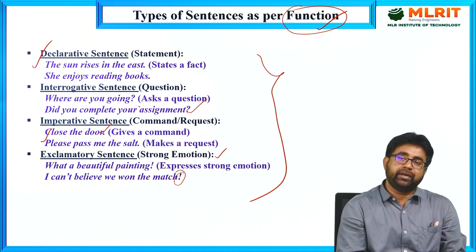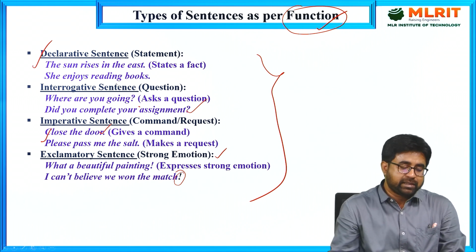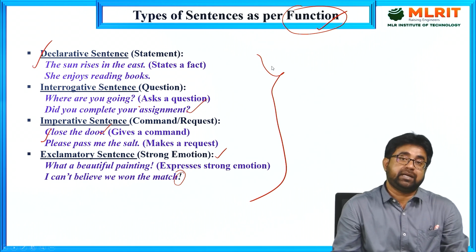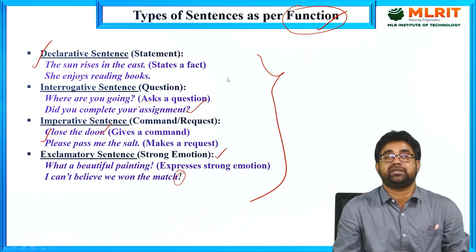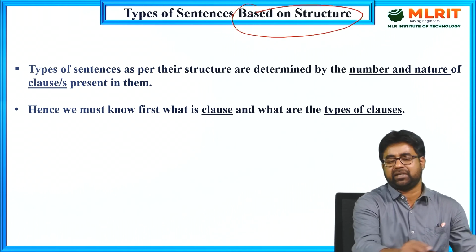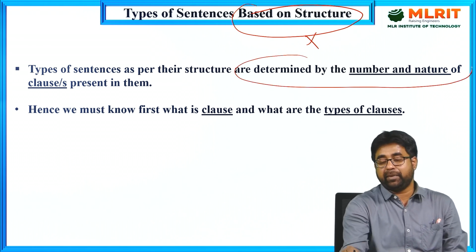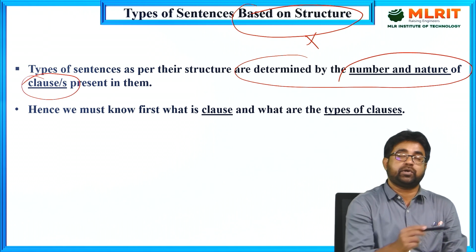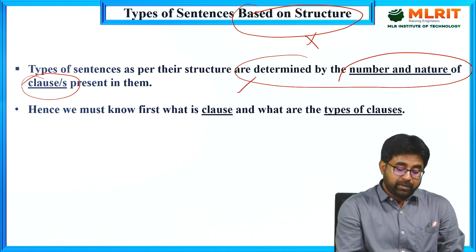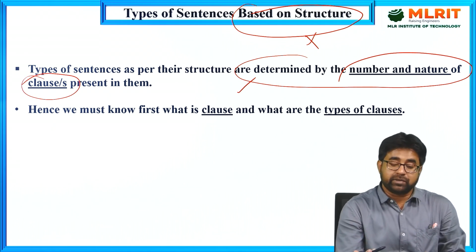But if you want to improve your writing or your sentence structure, only having knowledge about functional types of sentences will not be enough. You need to know about other types of sentences also, which are defined as per their structure. Right? So let's see what those sentences are. Now, types of sentences based on structure are determined by the number and nature of clauses. That's why I was talking about clauses, if you remember, in the first or second slide. Clause is very important. Why? Because it's actually the number of clauses or the nature of clauses, what kind of clauses we are talking about.